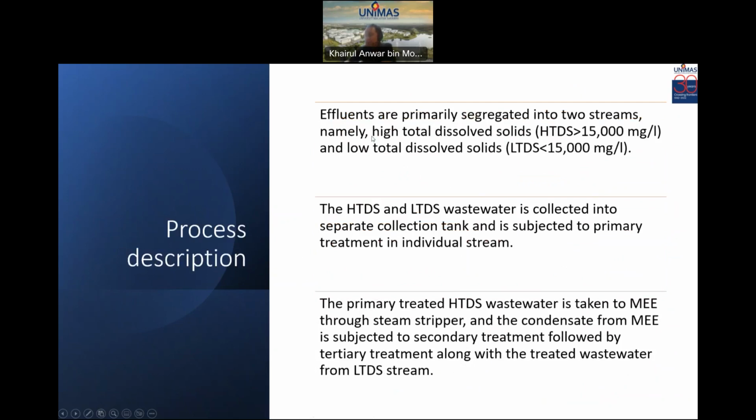Process description: effluent is primarily segregated into two streams, namely high total dissolved solids, HTDS, of more than 15,000 milligram per liter, and low total dissolved solids, LTDS, less than 15,000 milligram per liter. The HTDS and LTDS water is collected into separate collection tanks and subjected to primary treatment in individual streams. The primary treated HTDS is taken to MEE, multi-effect evaporator, and steam stripper, and the condensate from the MEE is subjected to secondary treatment, followed by tertiary treatment along with the treated wastewater from LTDS.